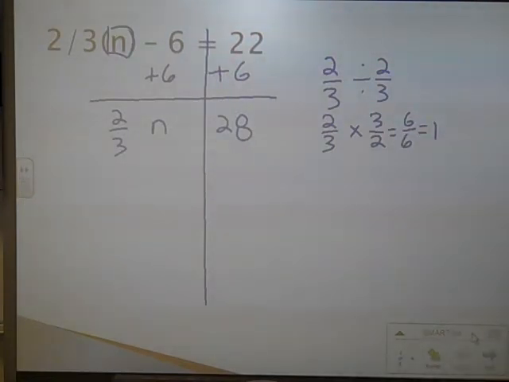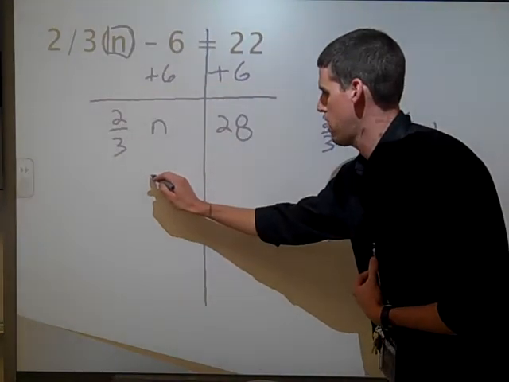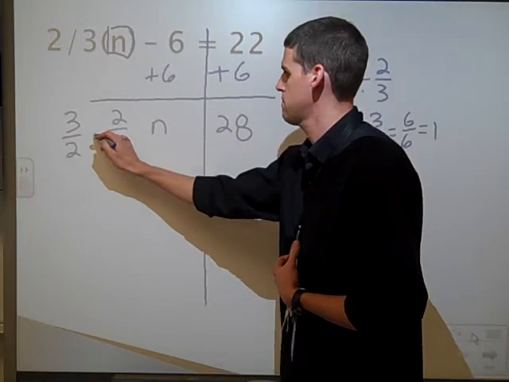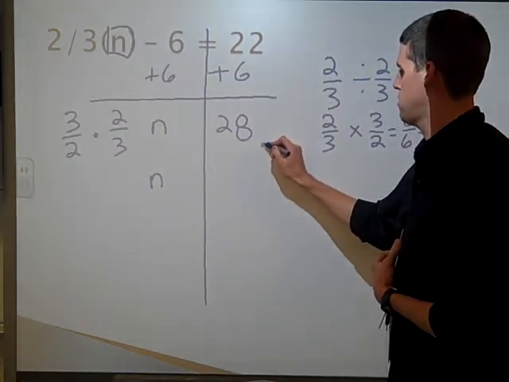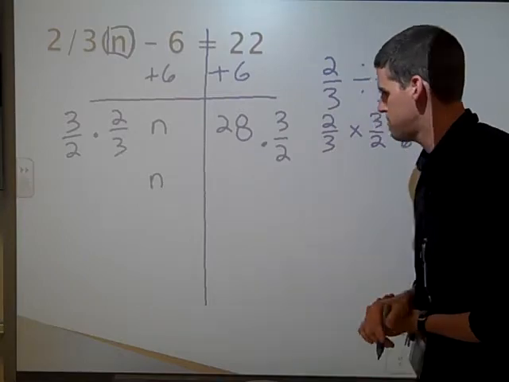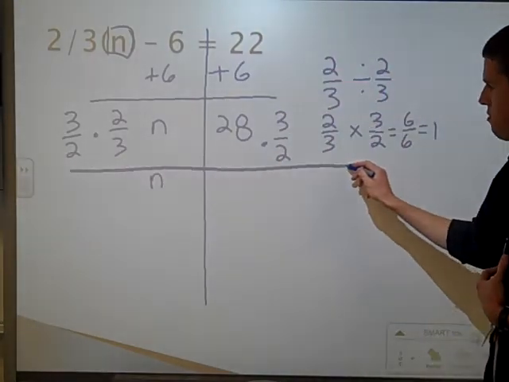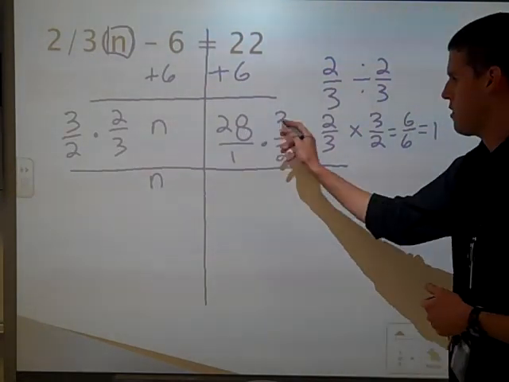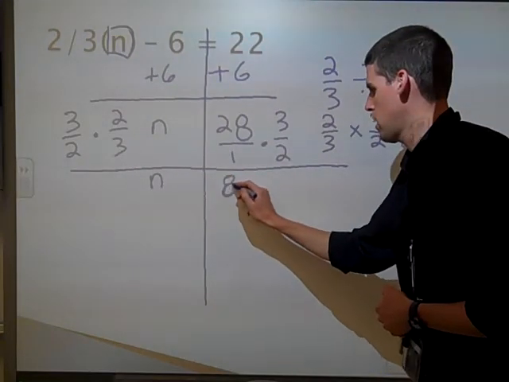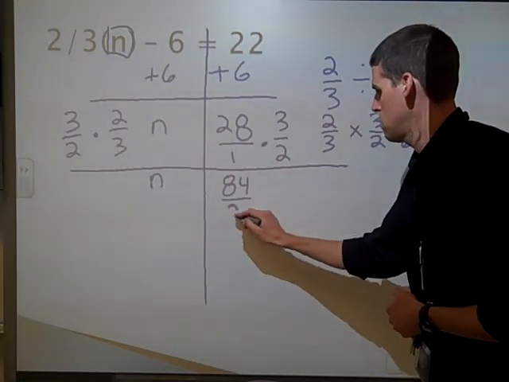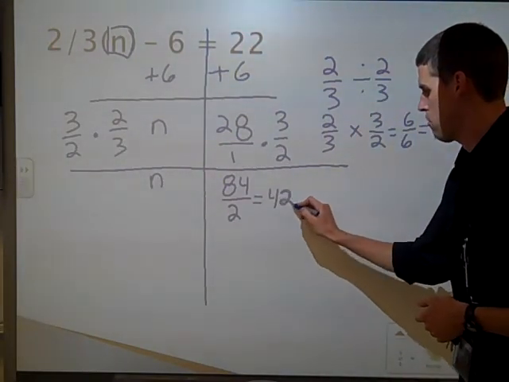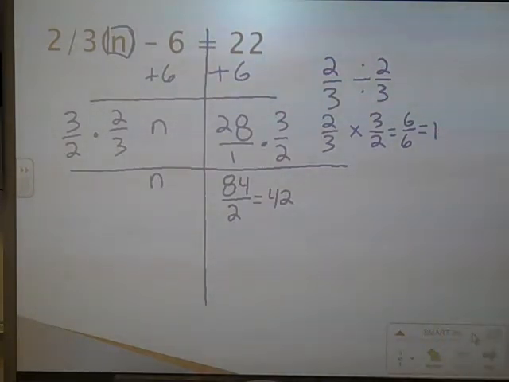So it just cancels the 2/3 out, and instead of 2/3 n, we have 1 n left. So there's my 1 n. So I'm going to multiply by 3/2. And whatever I do to this side, I have to do to this side. So I'll multiply by 3/2. The 28 to multiply becomes 28/1. So I multiply 28 times 3, which is equal to 84. And then 1 times 2 is equal to 2. I simplify. 2 goes into 84 42 times. So n is equal to 42.